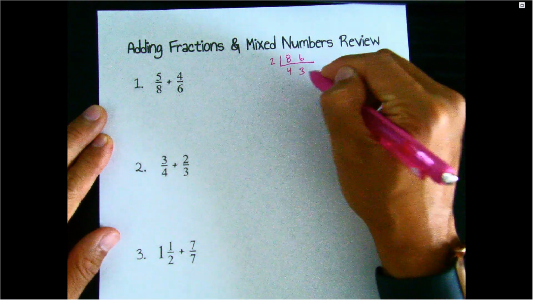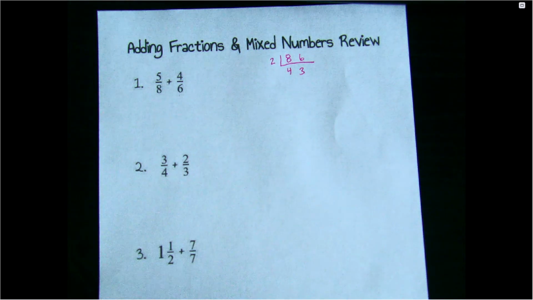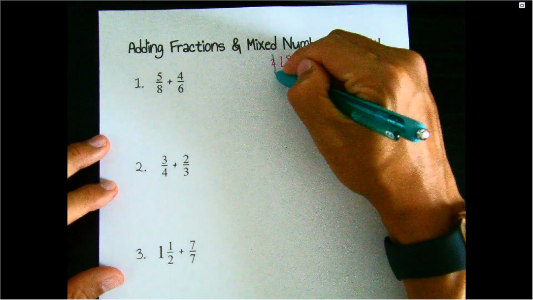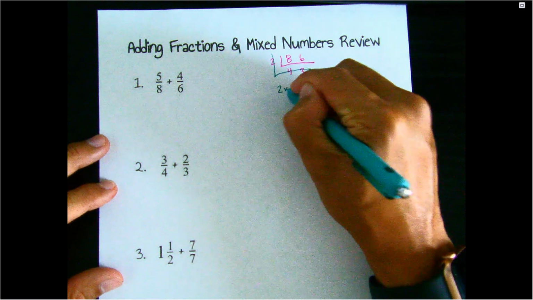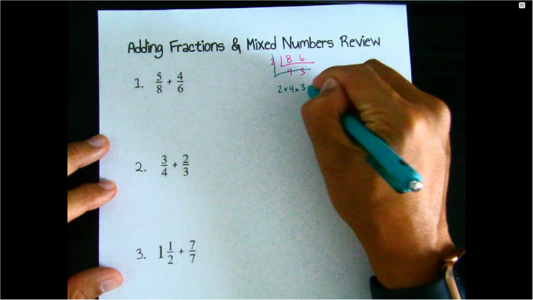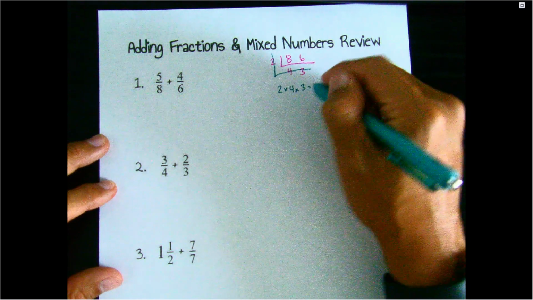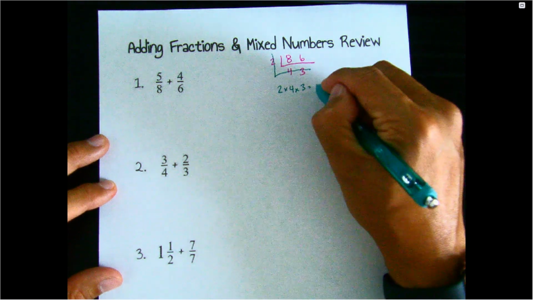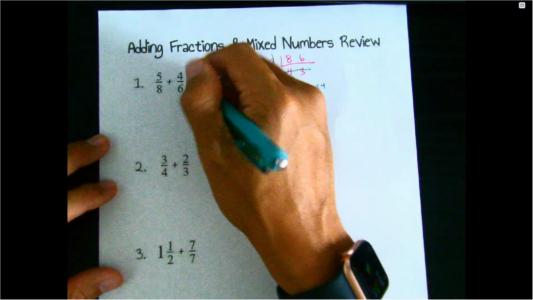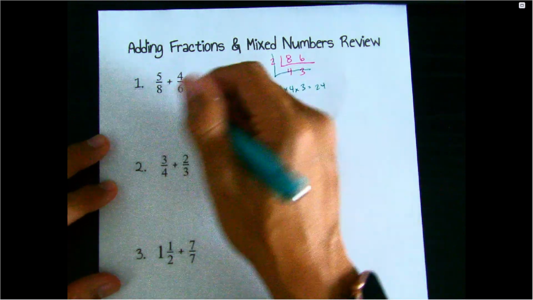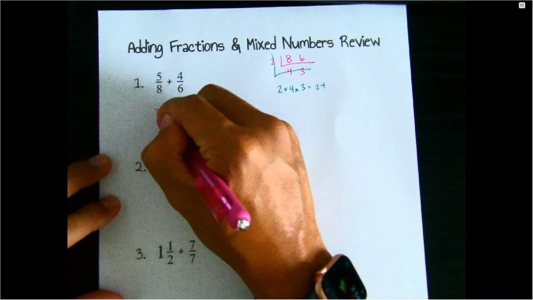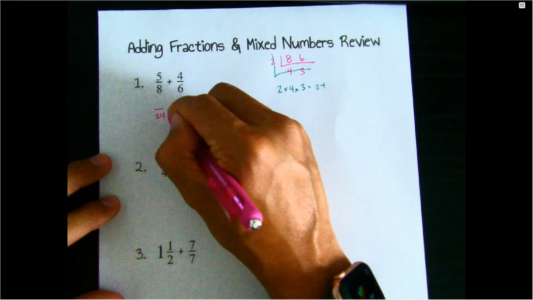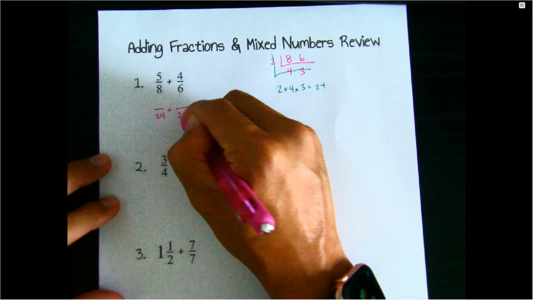Can anything go into 4 and 3? No, so we draw a giant L right there, and we multiply those three numbers. 2 times 4 times 3. 2 times 4 is 8. 8 times 3 is 24. So our common denominator is going to be 24. So I'm going to rewrite this fraction. It's going to be something over 24 plus something else over 24.